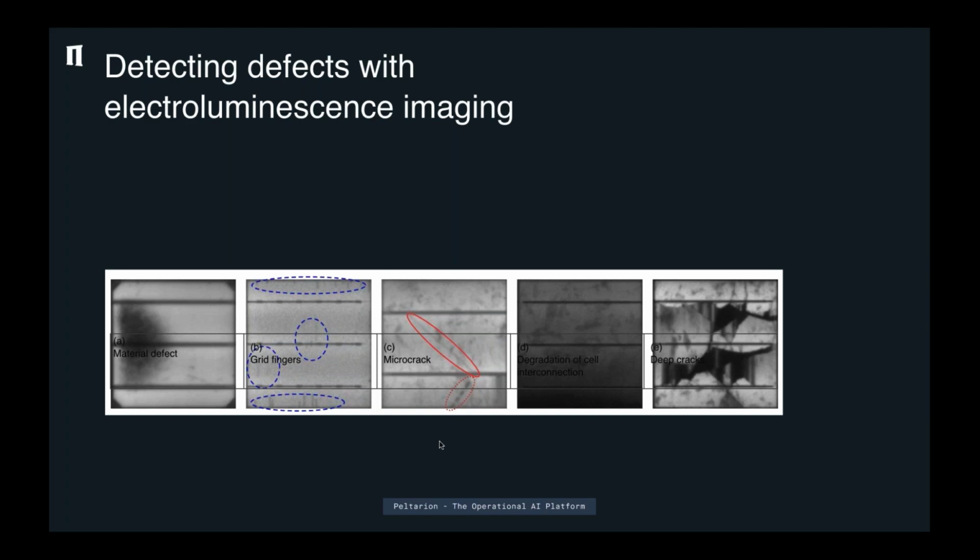image. But you can also see more subtle defects, such as the micro cracks that are shown here on the screen, or something called grid fingers. And these are things that you cannot necessarily see by eyesight.